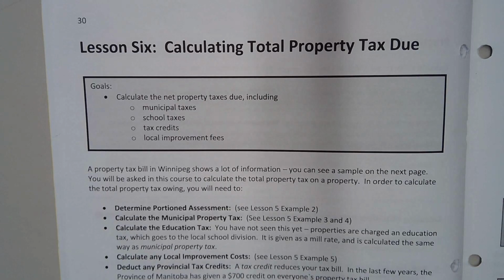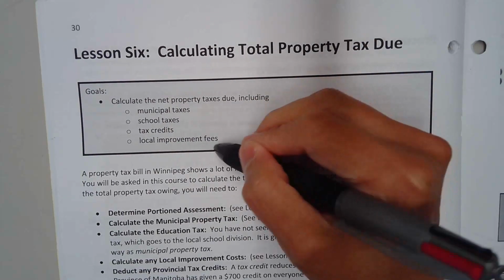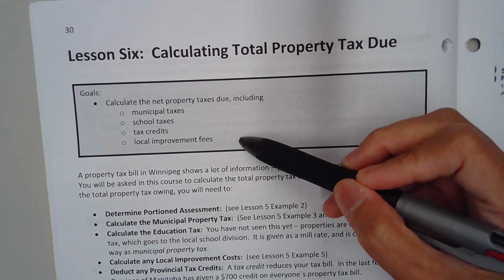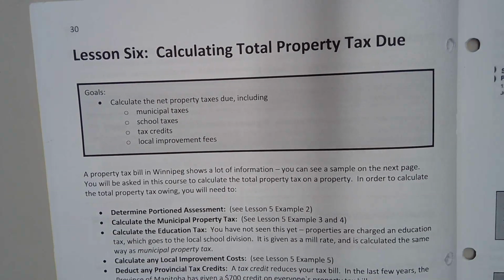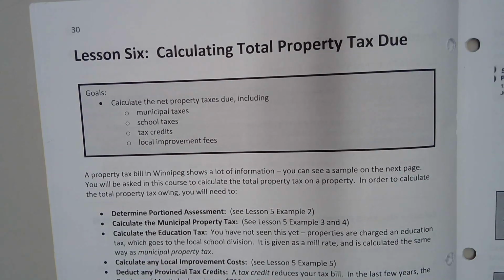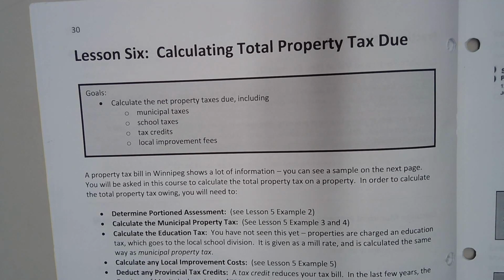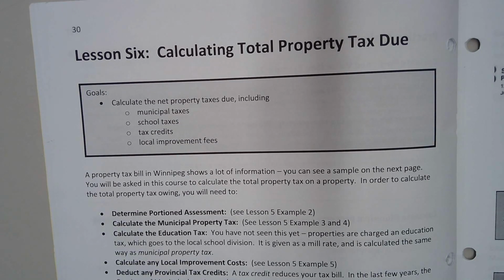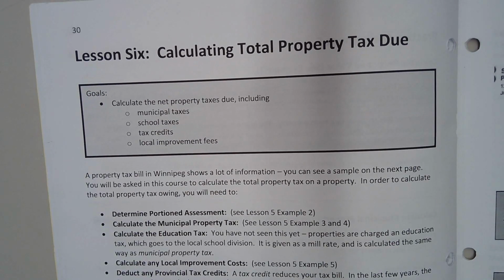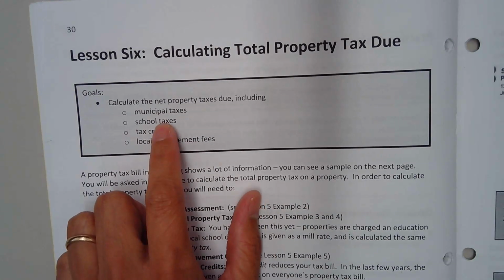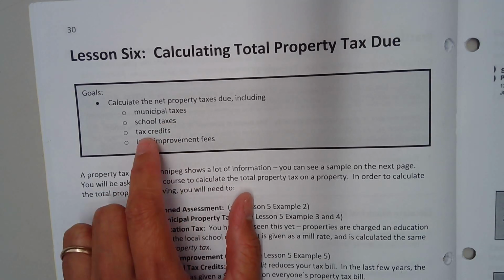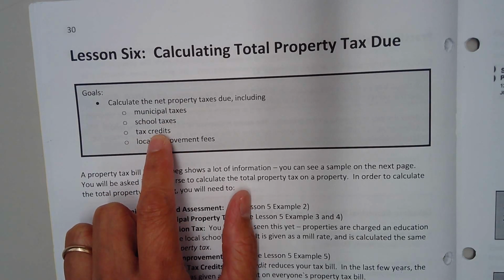So our goal today is to put all of these together. Everything that we talked about yesterday on mill rate to calculate property tax. We also talked about assessment value, portion assessment, local improvements. We're all gonna do that. And then we're gonna add a little bit more to that. Like we're gonna talk about school taxes that we haven't talked about yet. What is that? And we're also going to talk about tax credits. We haven't talked about that yesterday, so we will talk about that today.